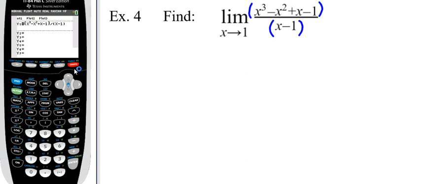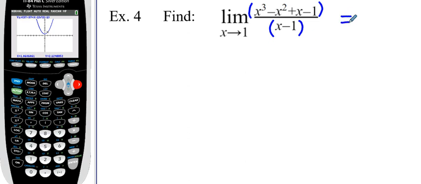But let's graph this. And you might be surprised at the shape of this graph. It's actually going to be a parabola. It makes sense that it's a parabola because we're taking x cubed divided by x, which gives us x squared. So we've got this parabola. I'm going to press my trace key. If I trace that function, when x gets closer and closer to 1, it looks like y is getting closer and closer to 2. So I think the answer might be 2.